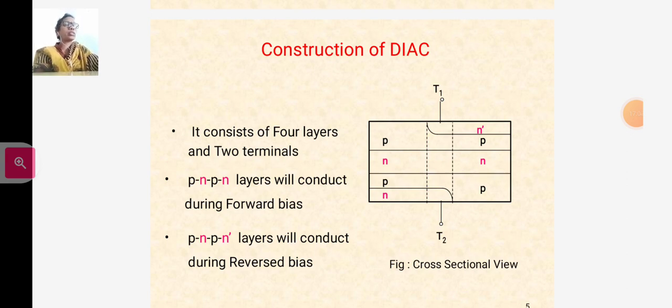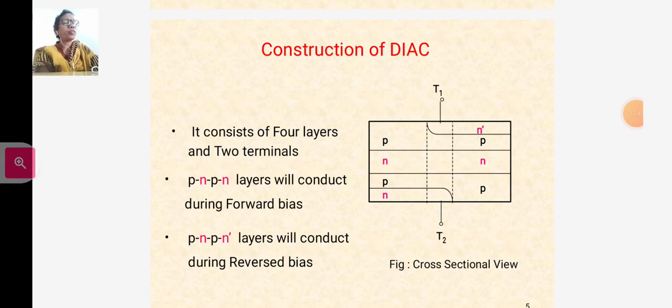Once the conduction starts, the current through the diac becomes very large and is limited by the external resistance in the circuit. When the terminal T2 is positive with respect to T1, the layers PN dash start conducting when the voltage of T2 is more than breakover voltage VBO2. We will discuss this again when we discuss the VI characteristics of diac.